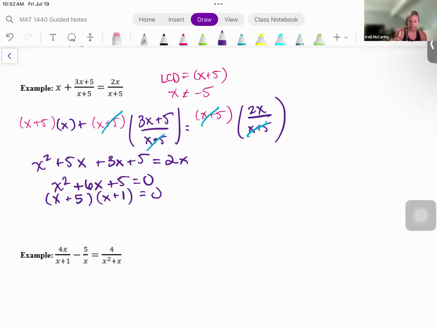When we set each of these factors equal to 0, we get x is equal to -5 and x is equal to, I'm sorry, -1. Looking at our restrictions, we do have a restriction of -5. So that is an extraneous solution. Our only solution is x equals -1.